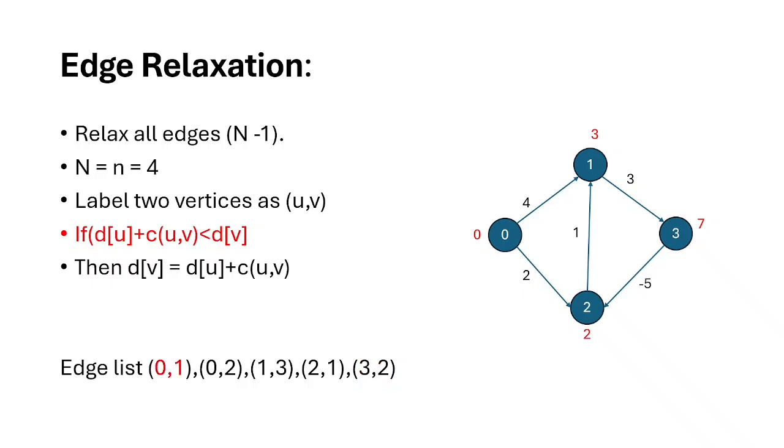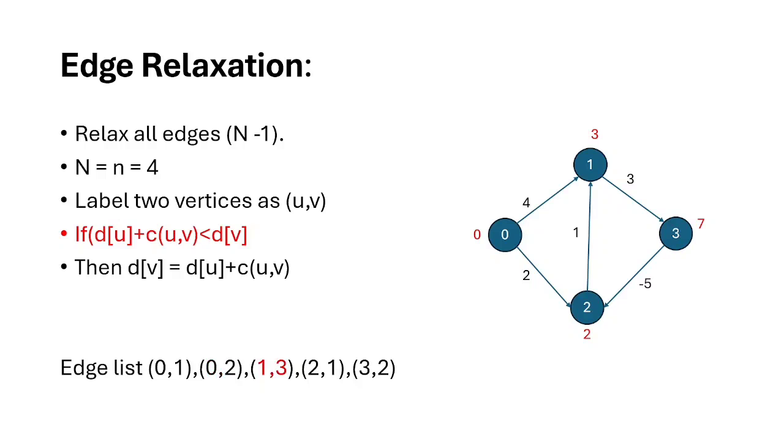And then in the second iteration, first edge, 0 plus 4. 4 is not less than 3, so we will not change that. Then the second edge, 0 and 2. So 0 plus 2 is equal to 2, and 2 is not less than 2, so we will not change that. And then in the second iteration, the third edge, 1 and 3.